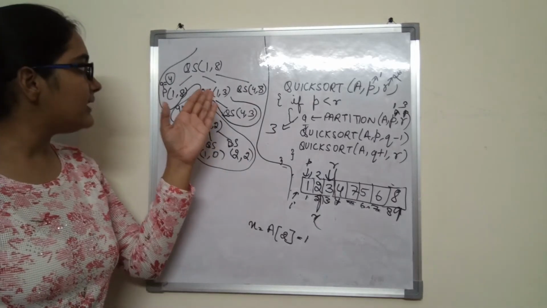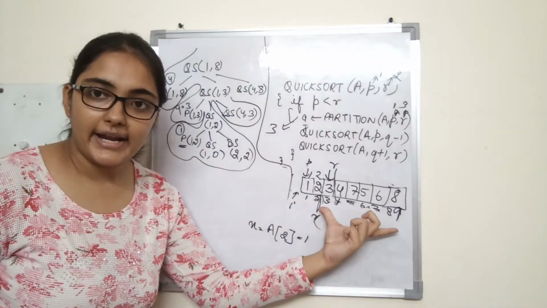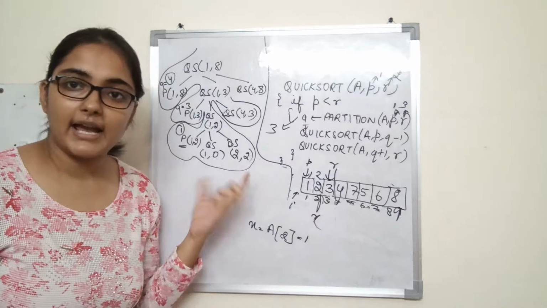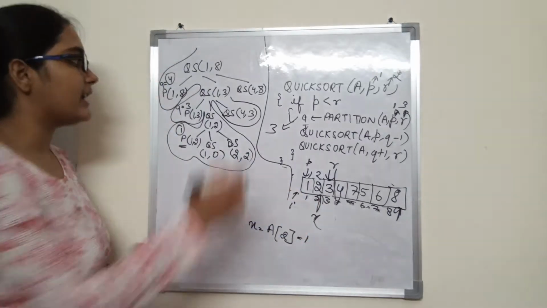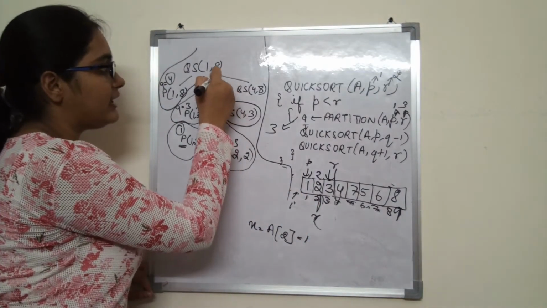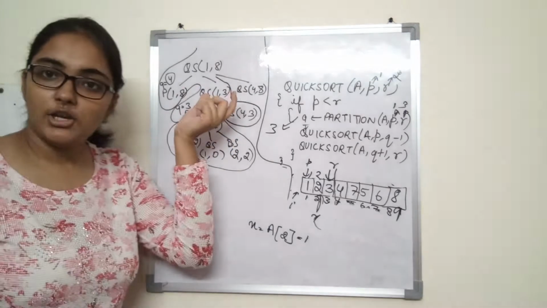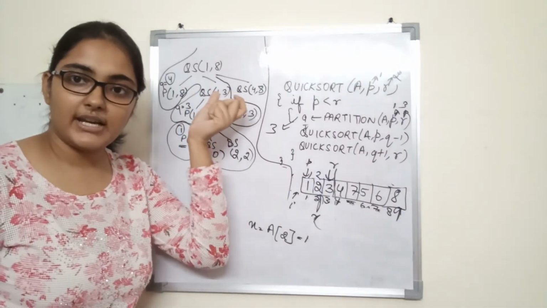So what has happened till now, in the array 1 to 8, this part has already been taken care of. Half of the array has already been taken care of. Why? Because we are already done with this part. We are done with quicksort on 1 and 3, right?